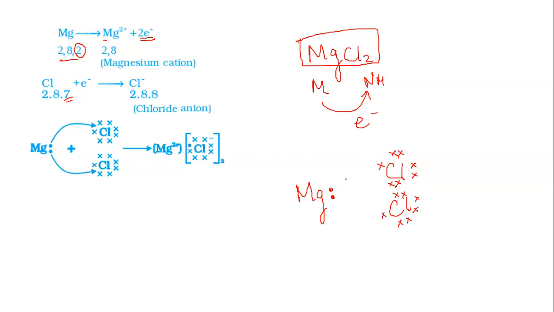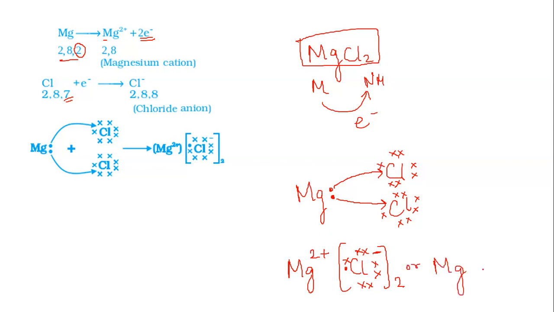Now 1 electron will be donated to this chlorine atom so that it becomes stable, and the other electron is donated to this chlorine atom. So Mg, after losing 2 electrons, will become Mg2+, and Cl, after gaining 1 electron, will form Cl-. Now 8 electrons are there, and it will gain a negative charge, and Cl- are 2. So this will be called Mg2+ and Cl- twice. So it can be written as MgCl2. Is it clear?